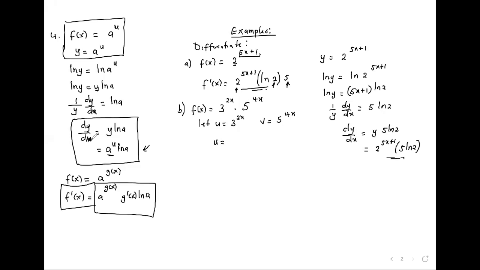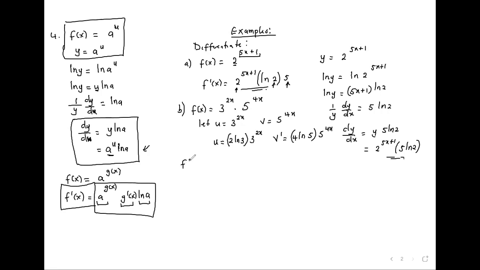Okay. Then, so we differentiate 3 to the power 2x. We first differentiate the power 2x, we get 2. And then there will be ln 3 here, multiplied by the whole function 3^(2x). The derivative of v, you first differentiate the power, you get 4. Then you multiply by ln base 5. And then the whole 5^(4x) will come back. That's what this means here. You differentiate, multiply by the ln base, and then the whole function comes back.